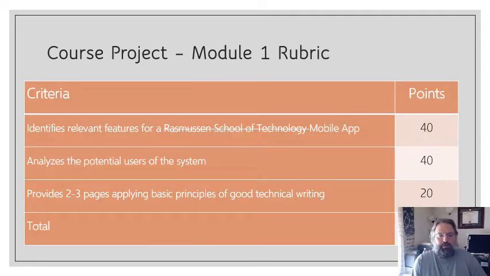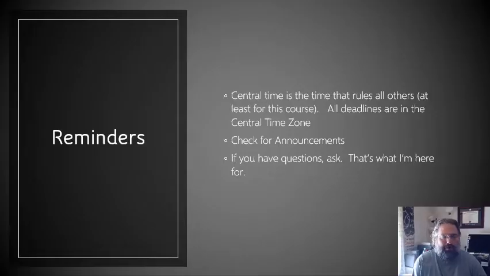The module 1 rubric for the course project is pretty much 40% for creating a mobile app or talking about the features that would be relevant in a mobile app that were to be created. Then you would talk about who's going to use it, another 40 points, and then roughly 20 points for roughly 2 to 3 pages of decent writing skills. Again, I am not necessarily a huge fan of word counts, but it probably will come in the neighborhood of 2 to 3 pages, and that is in the rubric that came with the course, not something I created or selected, so you do need to try to get fairly close to it.